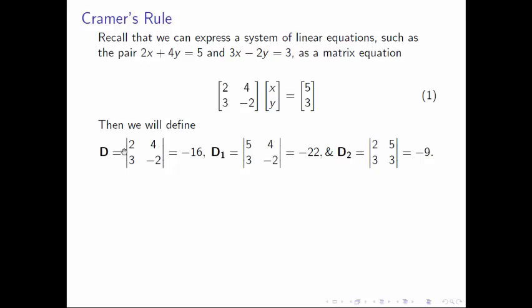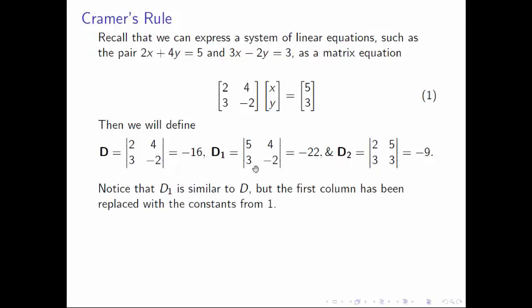For D1, what I've done is I've taken D and I've replaced the first column with the constants that appeared in my matrix equation, 5, 3. Sometimes we might call this dx because I'm replacing the x values with the constants. And the determinant of that 2x2 would be -10 minus 12. That gives me -22. D2, I'm taking my D, the original coefficient matrix, but replacing column 2 with my constants. So like so, and this will give me 6 minus 15, which is -9. So D1 is equal to -22, D2 is equal to -9.